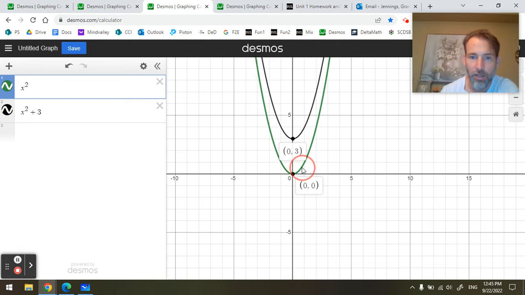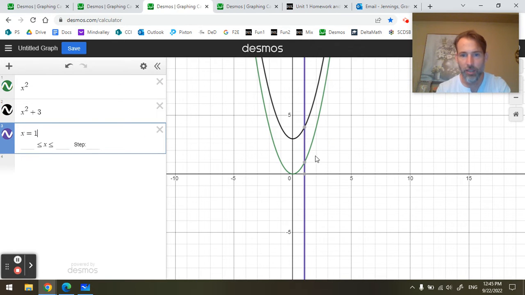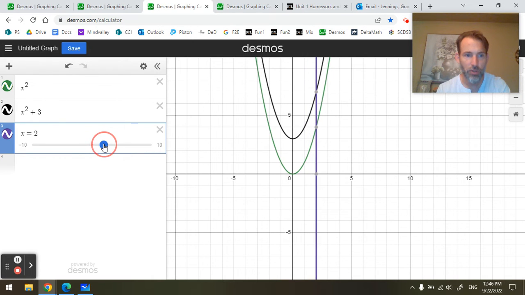So if I look at x values equal to 1, this point used to be at 1, 1. Now it's up at 1, 4. If I change that to 2, this point used to be at 4. Now it's at 7. Every point got lifted by 3. So we call that a vertical translation by 3. The shape did not change, but every point changed its position upwards by that amount.